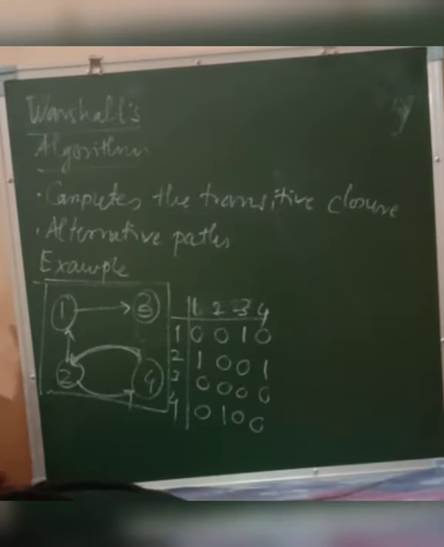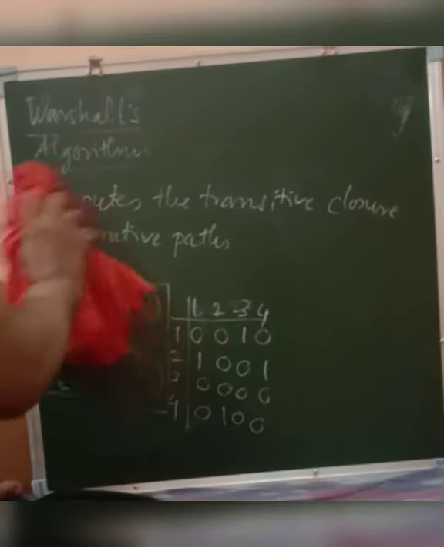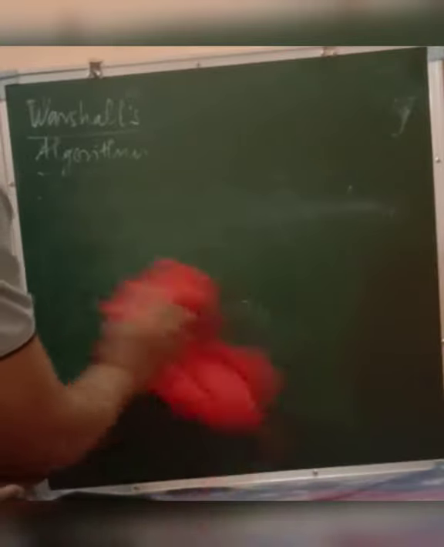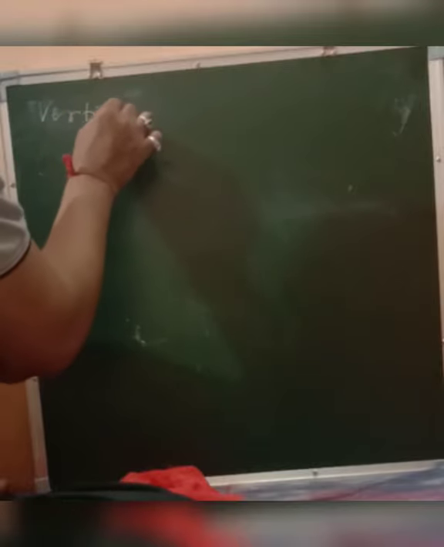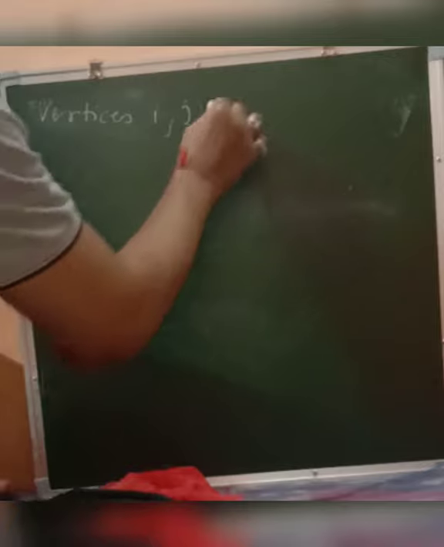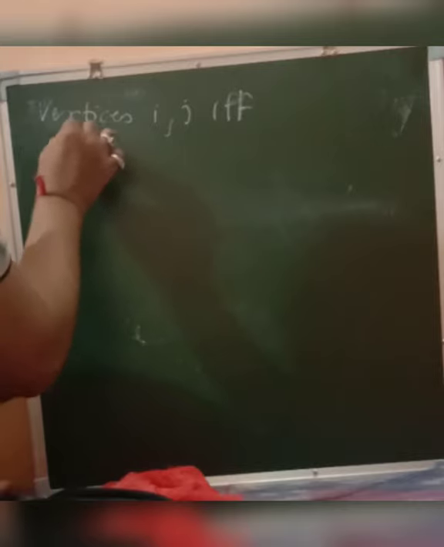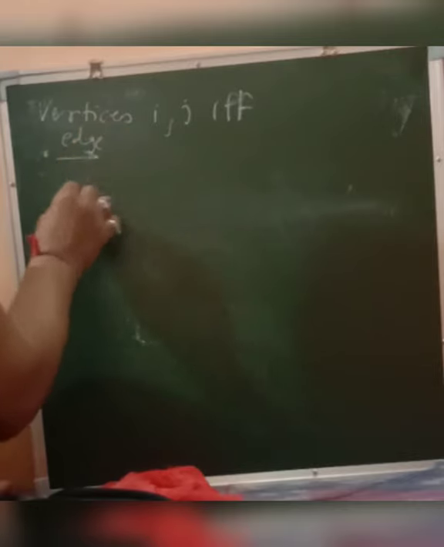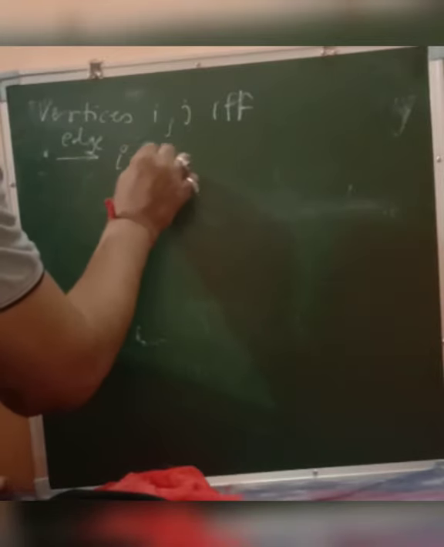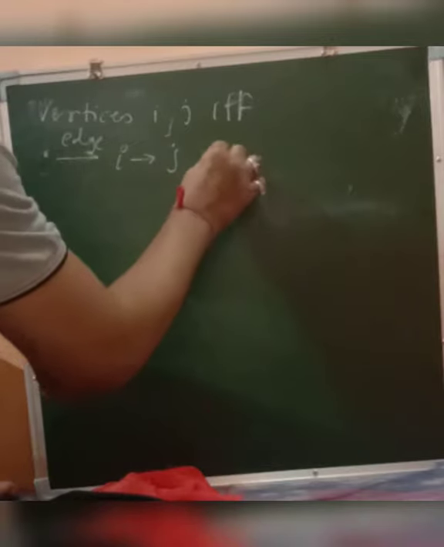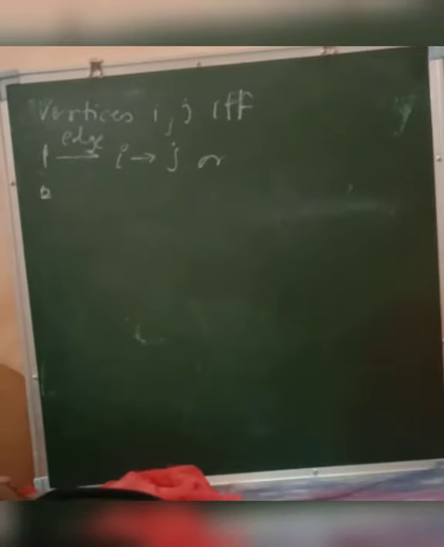The main idea is this: Warshall's algorithm explains that a path exists between two vertices I and J if and only if the first condition holds, that there is an edge from I to J. Edge is there, so there is an edge from I to J. Or secondly, there is a path from I to J going through the vertex 1.